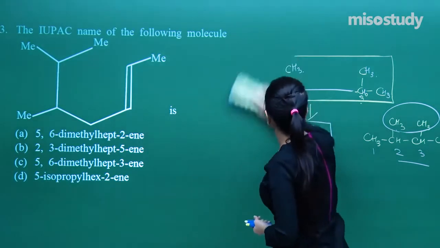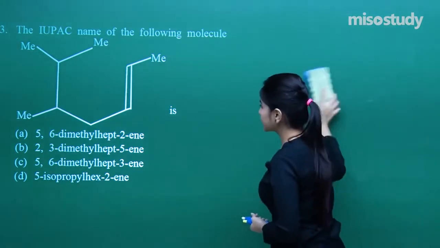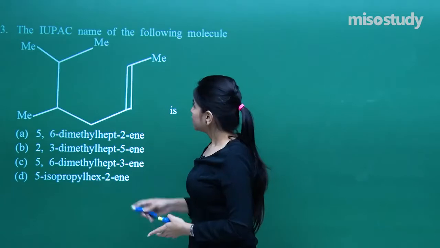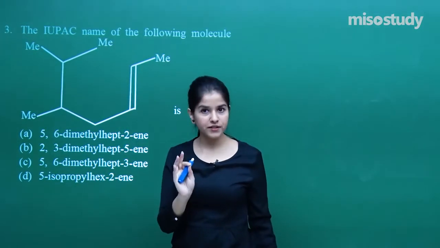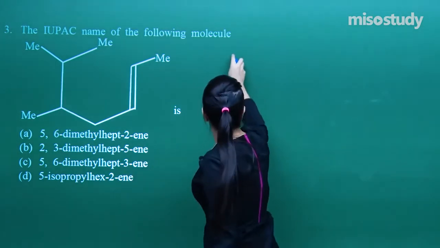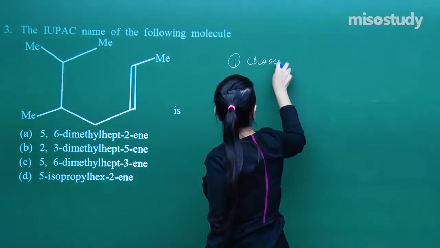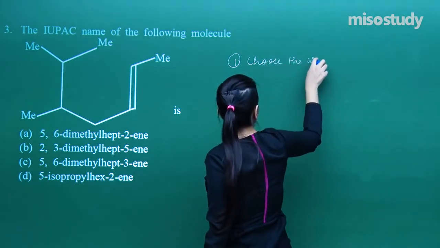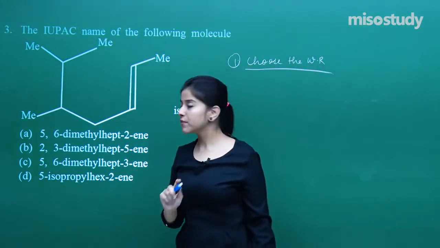IUPAC name of the following molecule. Again you need to find out the IUPAC name. So what is it? If you look very carefully, first of all, you need to include the double bond in the word root. Choose the word root, that is our first thing in the case of IUPAC naming.